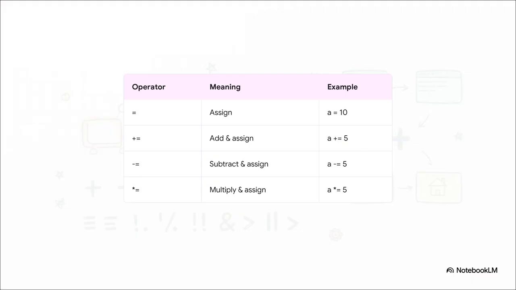Right, so once we calculate a value, we have to put it somewhere. Enter assignment operators. The most basic is just the standard equal sign, which assigns a value to a variable. But Java's smart. It gives us these highly efficient compound assignment operators, like += or -=. For example, if our variable a is 10, writing a += 5 tells Java to take that current value of a, add 5 to it, and instantly pack that new result, 15, right back into the variable a. It's doing the math and the storage all in one seamless, highly efficient step.